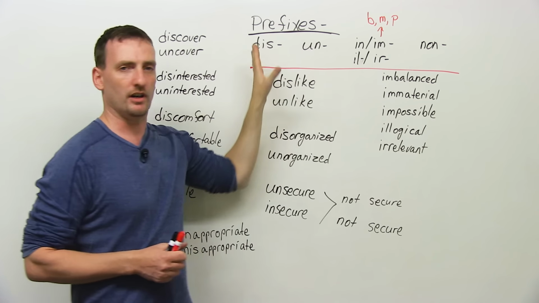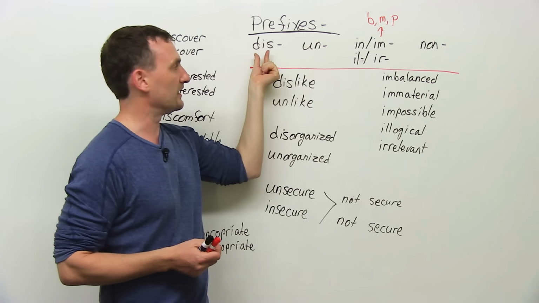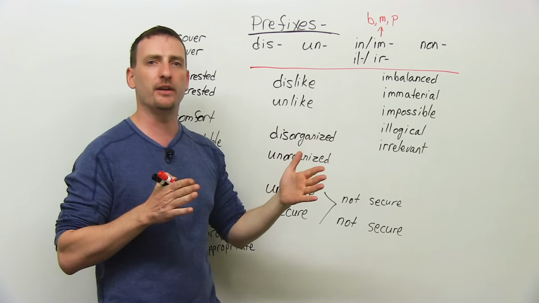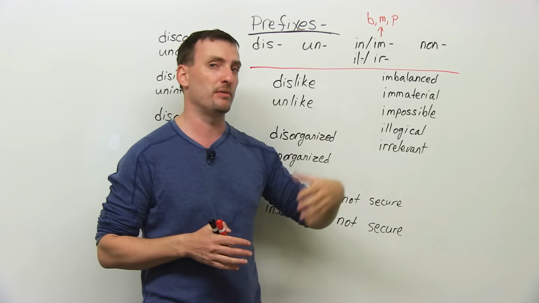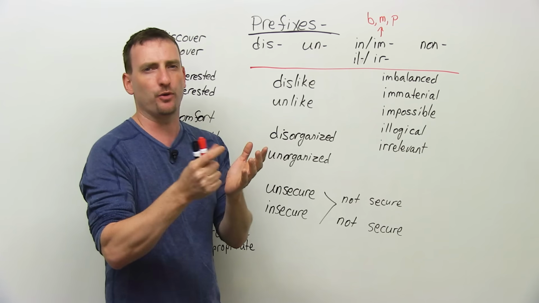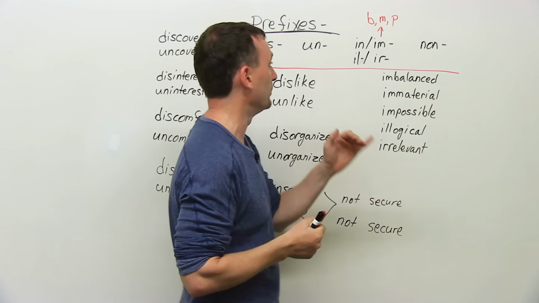Okay? First of all, let's review a little bit. What is a prefix? A prefix is a little part of a word that comes before the main word. It can come before an adjective, before an adverb, before a noun, before a verb. Anything that comes before a word, and especially before a root of a word. We're going to look at an example of that very soon.